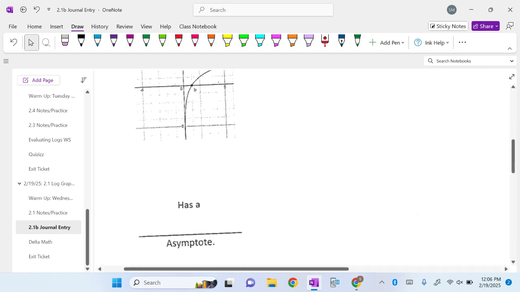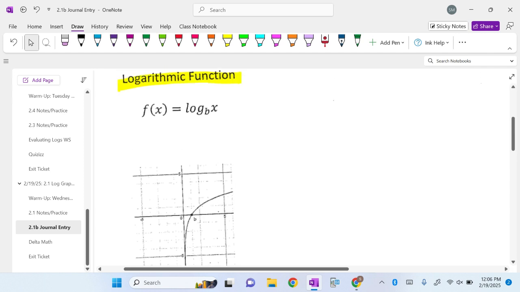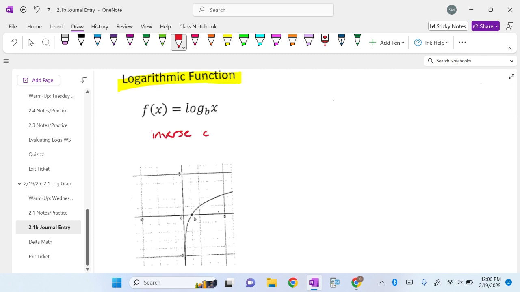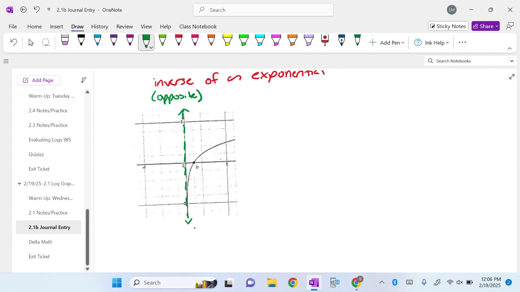All right. Now, a logarithmic function always has what type of asymptote? Vertical. So it's the opposite of exponential. So you can make a note that a logarithmic function is an inverse of an exponential, or it's the opposite. So in other words, inverse means opposite. The vertical asymptote is typically along the y-axis, so at x equals 0.